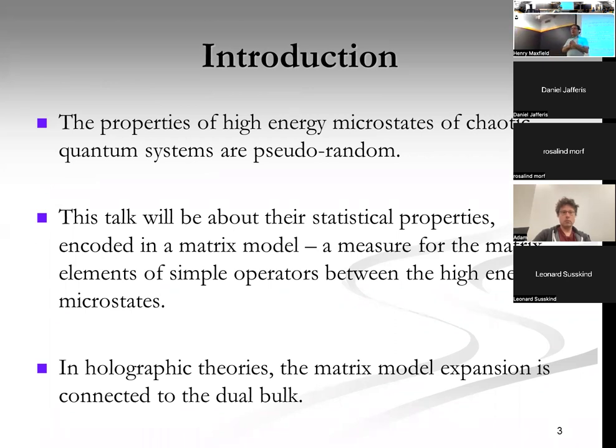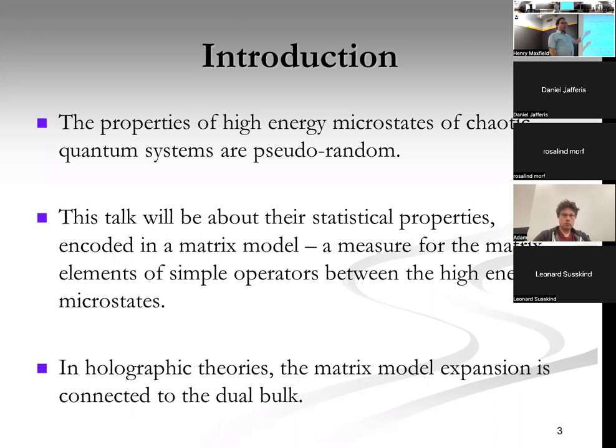But anyway, the properties of high energy microstates of chaotic quantum systems are pseudo-random, in the sense that if you look at the spectrum in the thermal range, it has a very large density, very small level spacing, e to the minus S, where S is the microscopic entropy, and the energy levels look like pseudo-random numbers, not drawn from the Poisson distribution, but from something exhibiting level repulsion. So it basically looks like the eigenvalues of a random matrix.